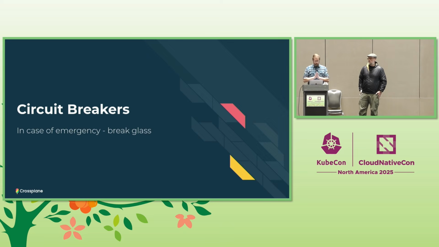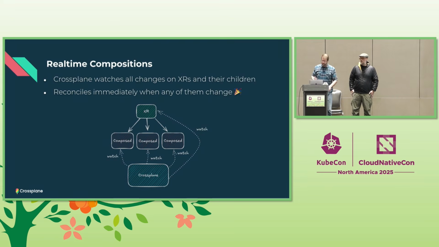I'm going to talk about another feature that was not in 2.0, but it was in 2.1 that we just released last week. And I think it's pretty important because it solves a pain point for sure. All right, so let's talk about circuit breakers, but before we start that, we need to do a little bit of a reminder on how real-time compositions work.